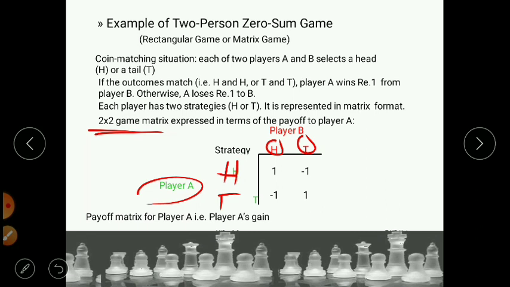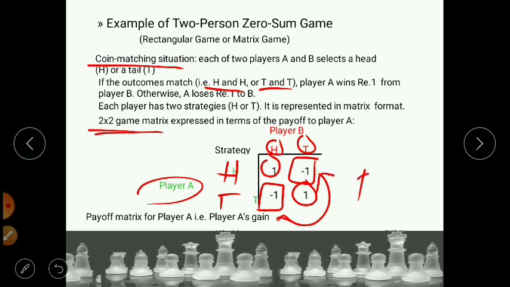Now you can see here, if player A has to win, the match has to be either both head or both tail, which is possible either here or here. So if, after tossing the coin, we get this match with any of the two strategies, player A wins. Otherwise, in case of the other situation, which I'm representing in the form of a square here, any of these two strategies, then player B wins.